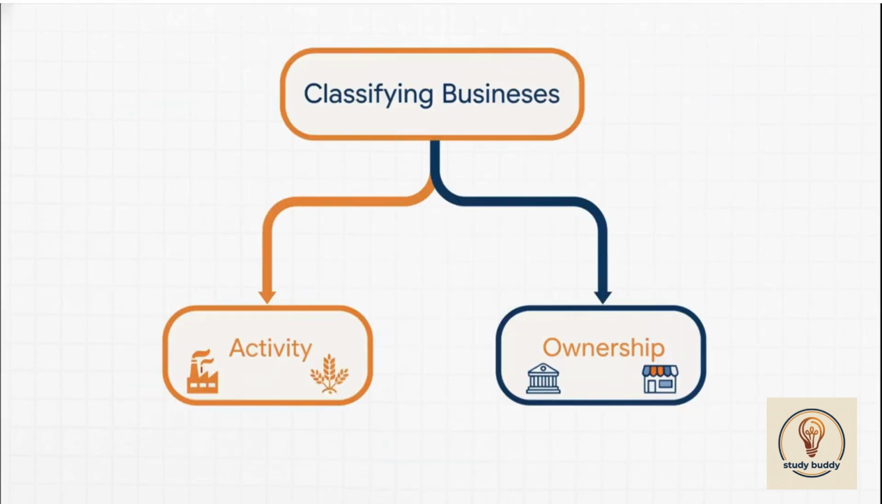And here it is. It all comes down to just two main ways of classifying them. First, we look at what a business does, its activity. And second, we look at who owns the business. Yep, that's pretty much it. So let's dig into that first method.